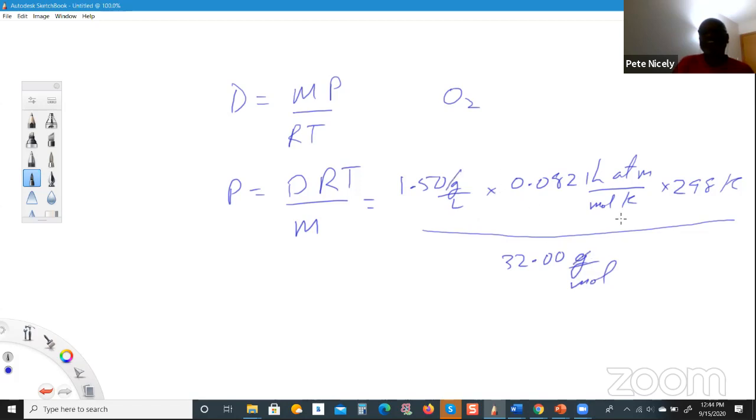And again, we do our unit cancellation. The grams cancel here and here. The moles go as well. The Kelvin cancels out here and here. The liters will cancel out here and here. So your final answer will be expressed in atmospheres.